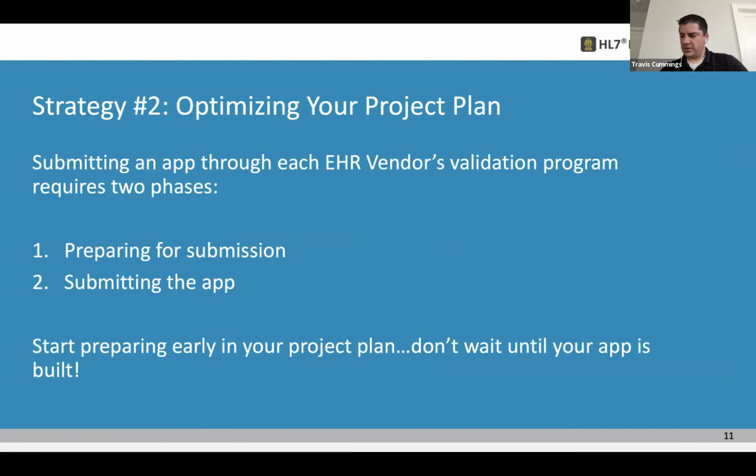Let's move forward onto the next strategy, and this is related to your project plan. So we've mentioned before a timeline associated with validating your app. That's generally the timeline from after you hit submit. It's not the timeline before you hit submit. So in our case, we split this into 2 phases. There's preparing for submission, and then there's submitting the app and going through the validation process. So it's this section number 1 that we'll talk about next.